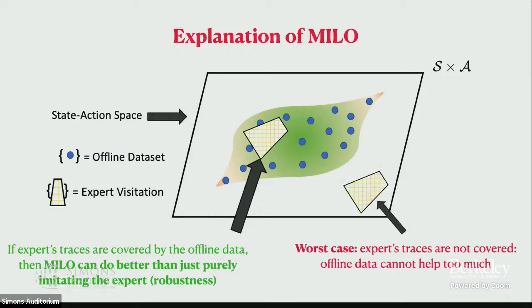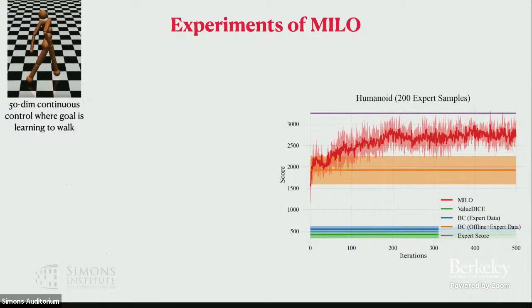But in the worst case, when the expert distribution is outside of this offline data, there's literally not that much we can do except just running a very traditional behavior cloning algorithm in this case. Right? So let's look at how this works.